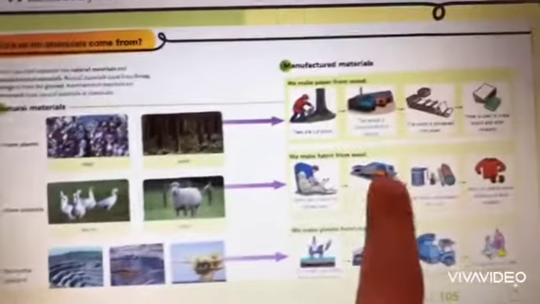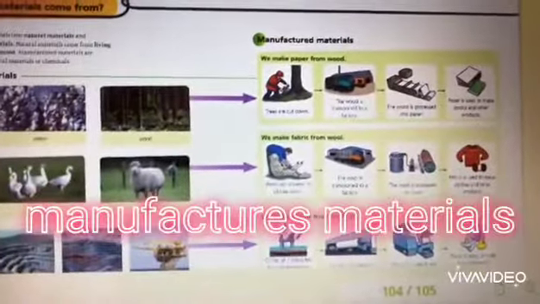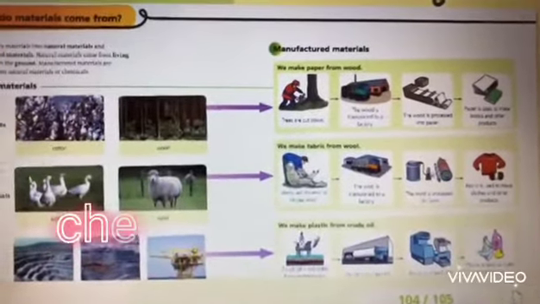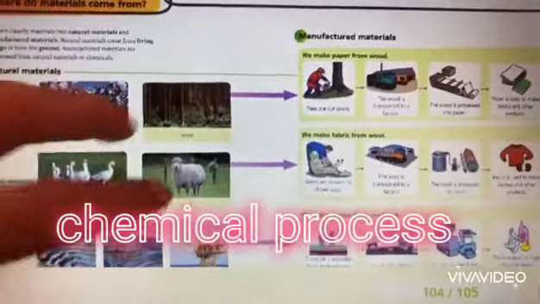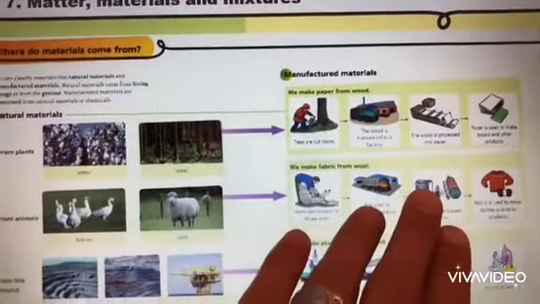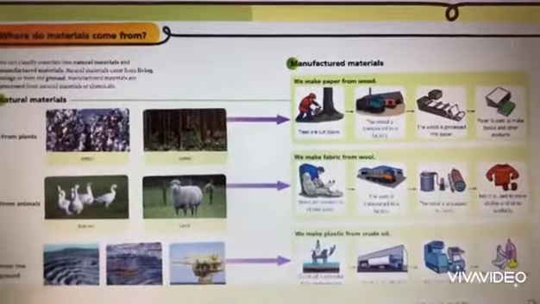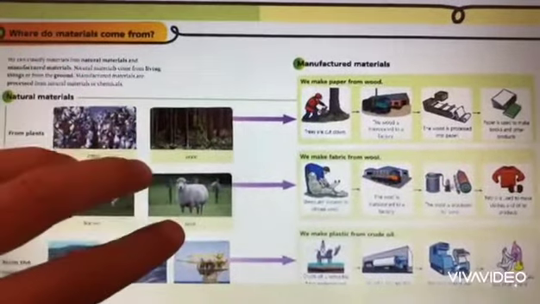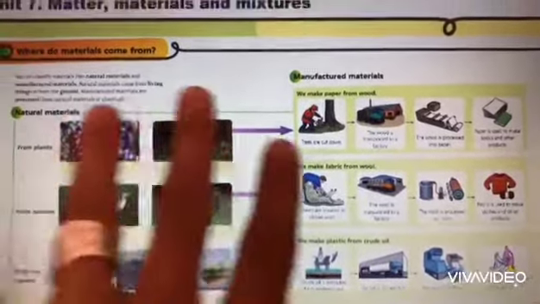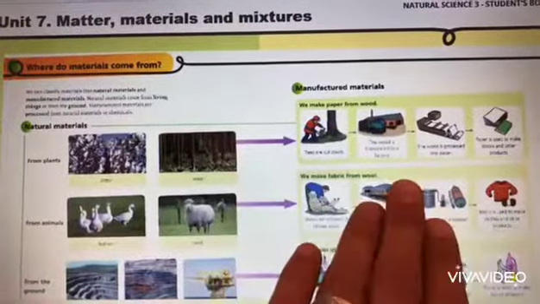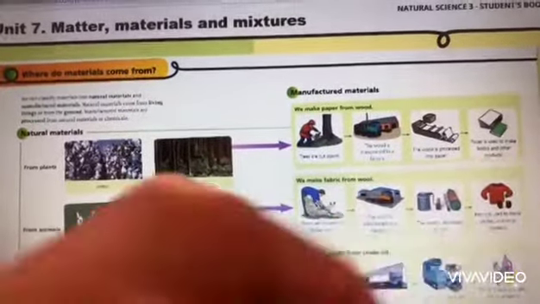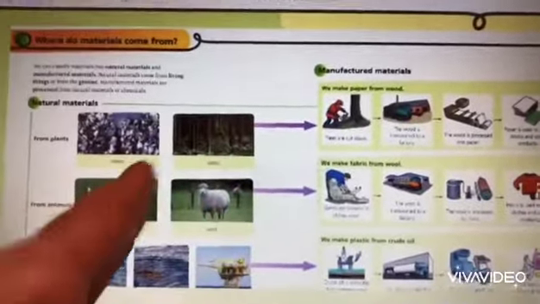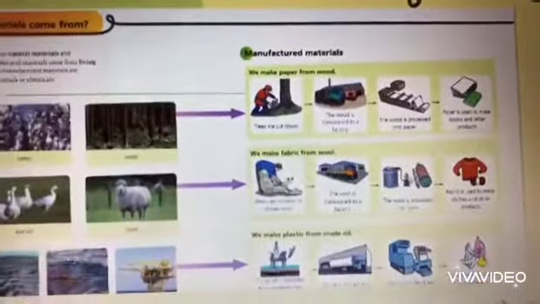And then on the other side we have the manufacturing materials, which are materials that are processed. They process the natural material into another material. So they process, they do a change. Maybe they come from natural materials, but they are processed into different materials. This is called manufacturing, or maybe they use chemical things to change the natural material into a manufacturing material.